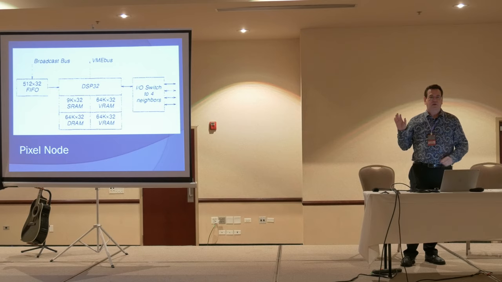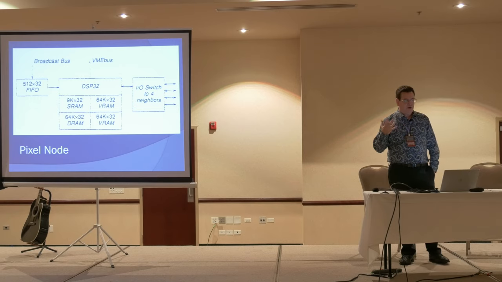That is for things like storing textures, storing fonts, any kind of graphic image resources that you need as part of your final shading. And you've again got this 9K by 32-bit word SRAM, that's where your code and core data is going to be executing from.